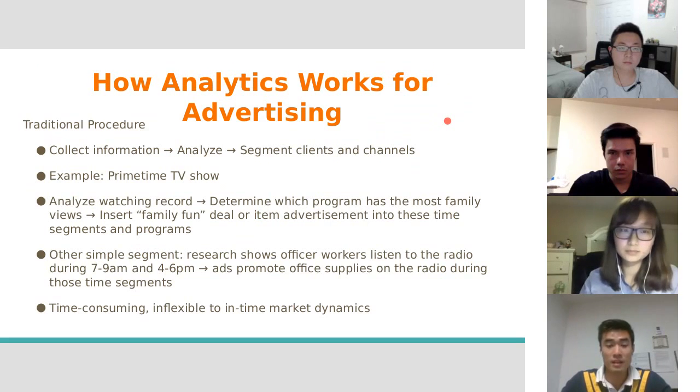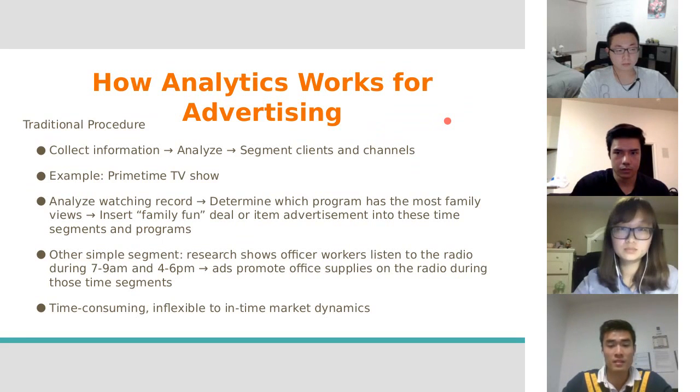How it works for advertising is the traditional procedure: collect information, then analyze the information, and based on your analysis, you segment your clients and the channels. An example could be the prime time TV show. Traditionally, the agency will analyze the watching record, and based on the record, they determine which program has the most family viewers, and then they take action by inserting family fun deals or items to advertise, putting them into those segments and programs.